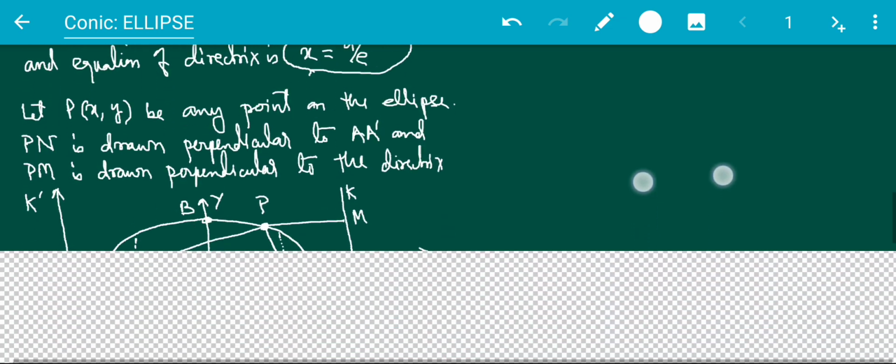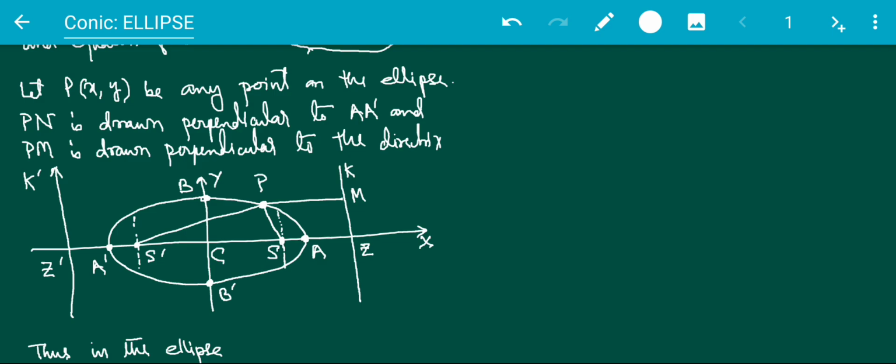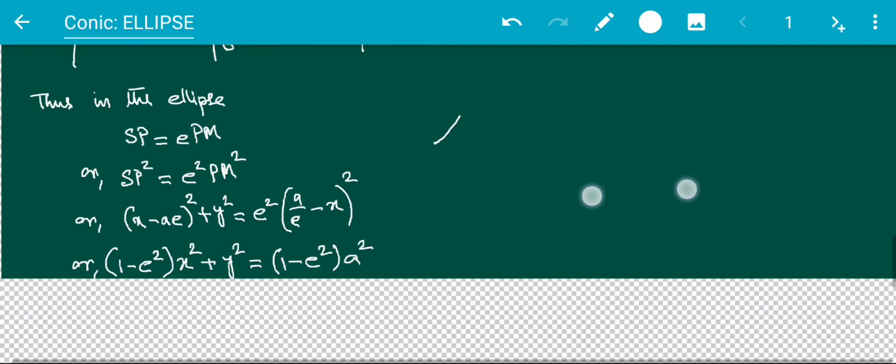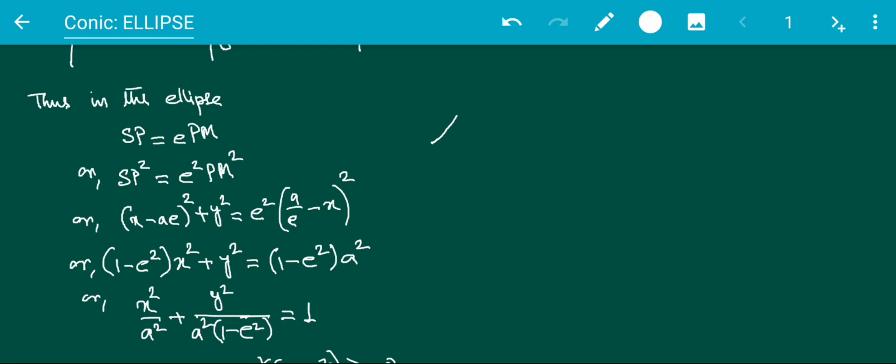Now it is easy. Let P(x, y) be any point on the ellipse. PN is drawn perpendicular to A A dash, and PM is drawn perpendicular to the directrix. Thus we know SP is equal to e into PM, because SP by PM is equal to e as per the definition of eccentricity. Squaring both sides, we put in the values. This is the same as for the parabola: the distance formula, and then the distance of a point from a perpendicular line. Simplifying, we get this.